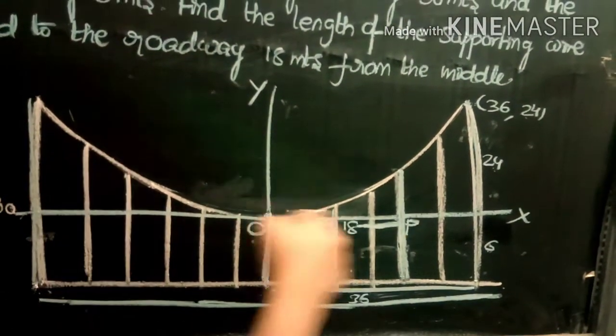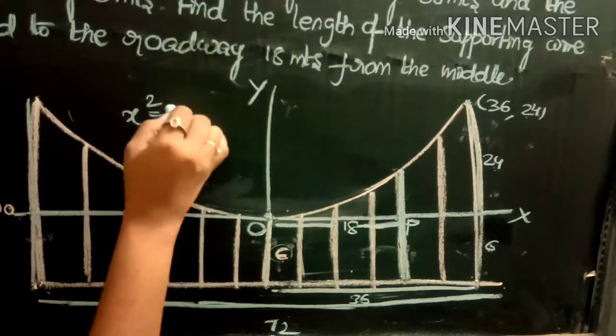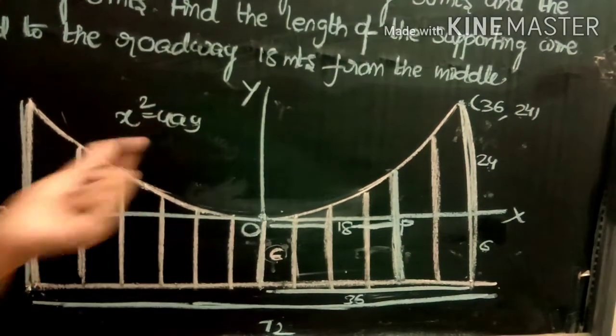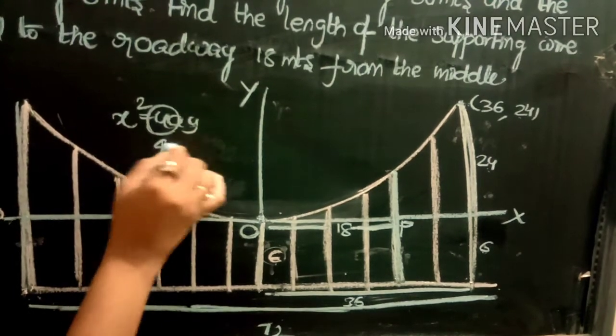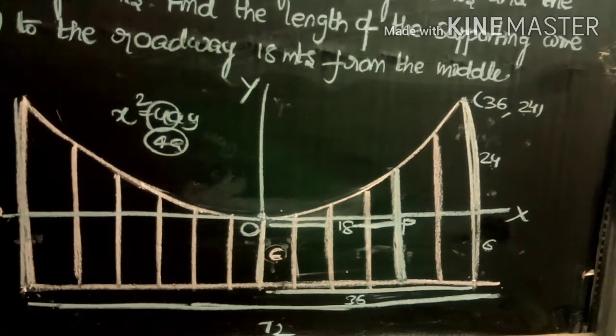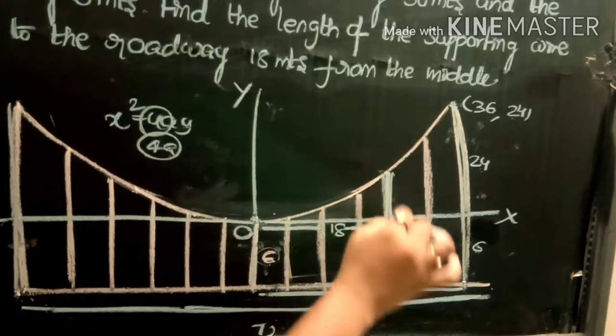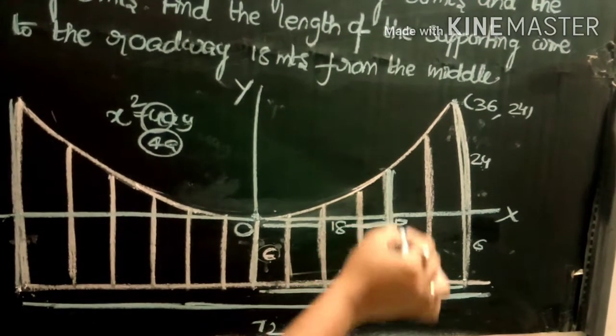Now what is the equation of this parabola? x square is equal to 4ay. Now we replace the x, y values in this equation to get the value of 4a. Then we get the value. Now we want the length of this supporting wire. Now we want to find the length of this part.